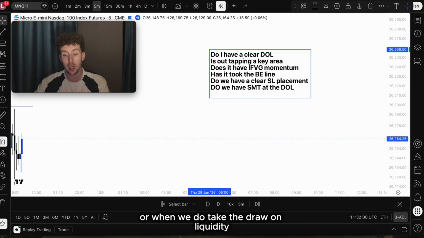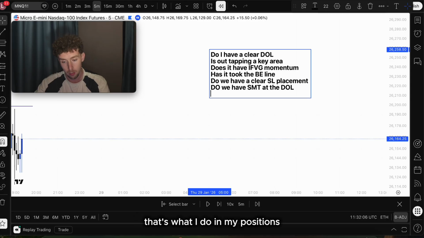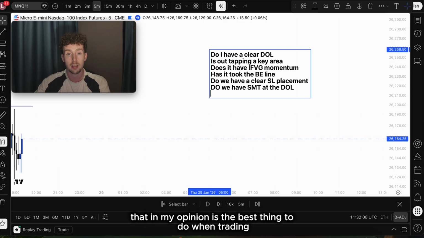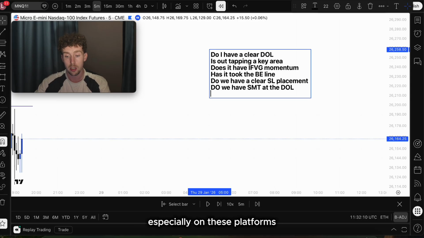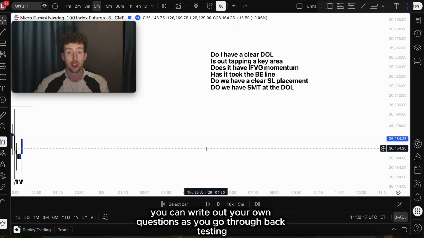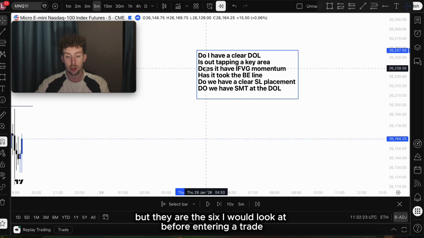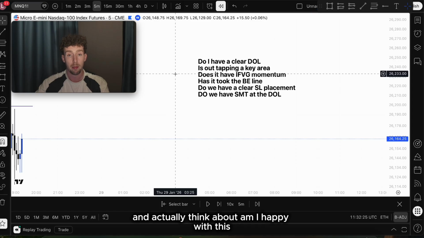Or when we do take the draw on liquidity on ES, then go break even on your NASDAQ trade. That's what I do in my positions. That, in my opinion, is the best thing to do when trading, especially on these prop firms. They are just 6 of the main questions. You can write out your own questions as you go through backtesting, but they're the 6 I would look at before entering a trade and actually think about, am I happy with this?